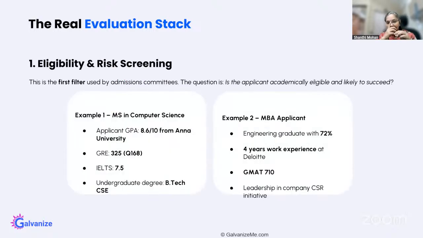Now I've given some examples here for you to understand what I'm trying to say under each of these layers. As I said, it's a very basic filter that is used by most admission committees. The first is an example for an MS in Computer Science where the applicant has 8.6 over 10, GRE 325 with a strong quant, because for most STEM programs, if the university is asking for a GRE, a high quant always positions you better, and IELTS 7.5. The second applicant is going for an MBA program, has done an engineering graduation, but has 4 years of work experience. Unless it is relevant, it's not going to help much. The GMAT score is 710, and he has held leadership in a company CSR initiative.